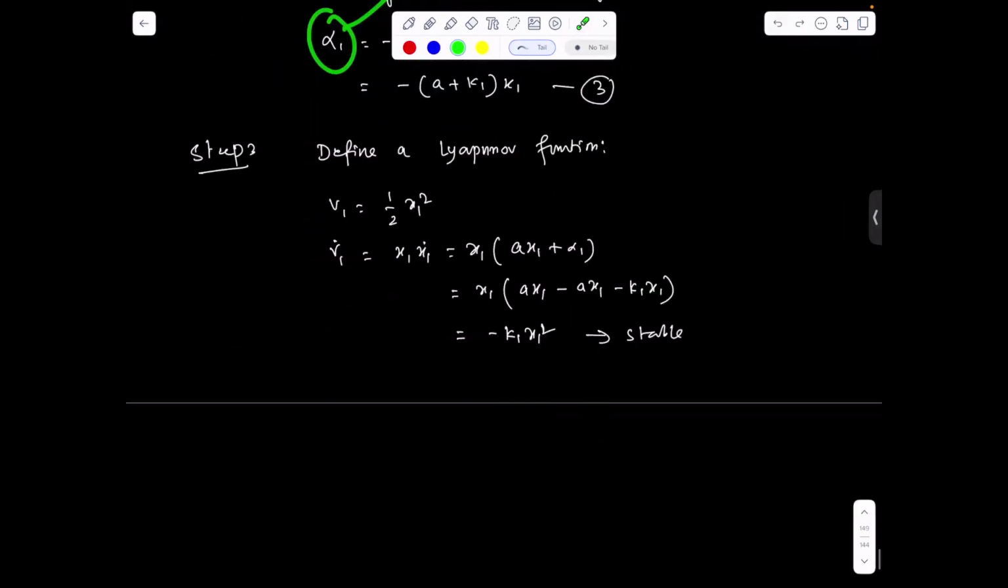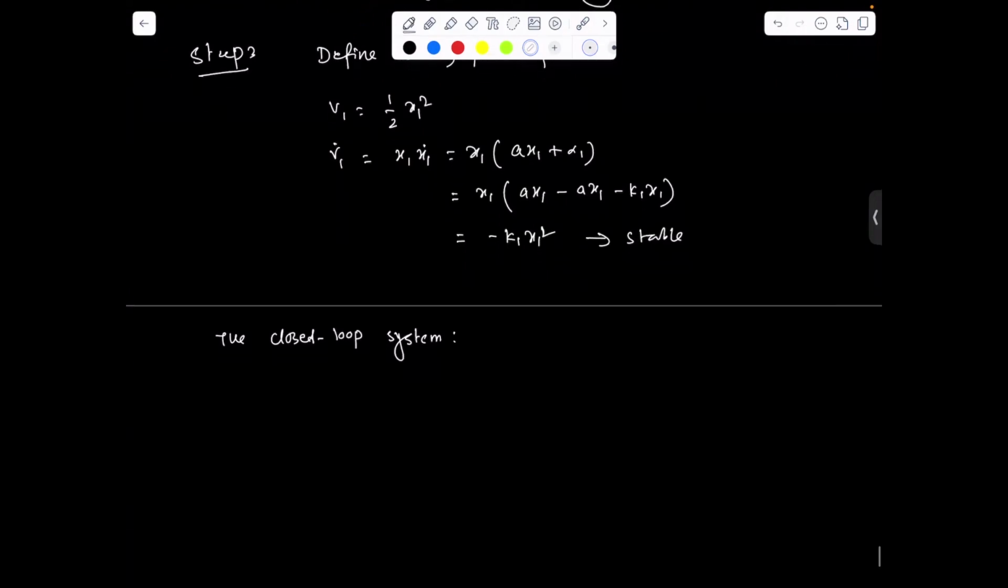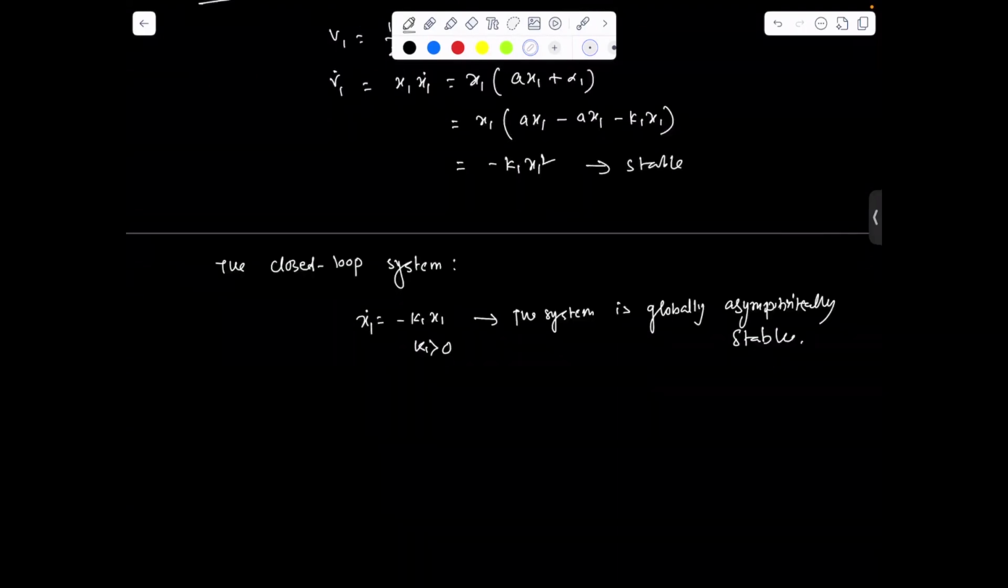If you now substitute this alpha 1 in the x1 dynamics, the closed loop system will be x1 dot equal to minus k1 x1, and here k1 is greater than 0, so the system is globally asymptotically stable. So now we proceed to the second subsystem.